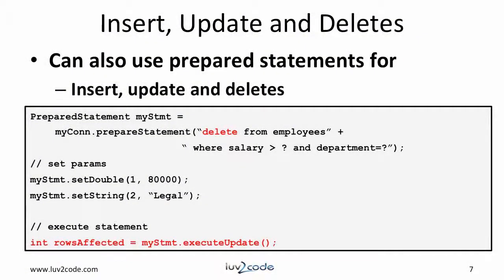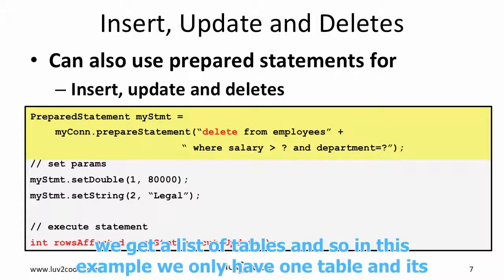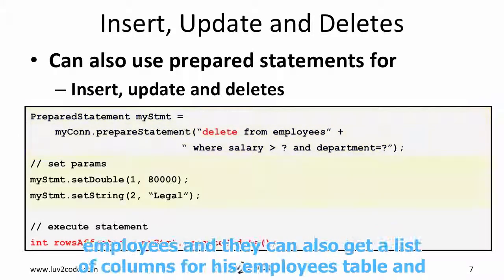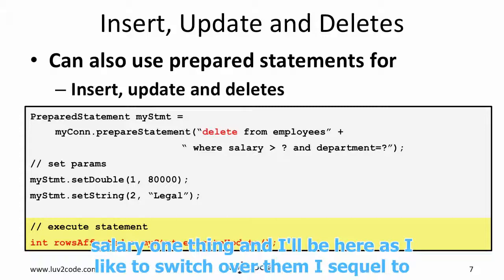We can also use prepared statements to insert, update, and delete. So in this example, I'm going to perform a delete where a given salary and department is given. I'll set the salary to 80,000. I'll set the department to legal, and then I'll run a method called execute update. This method will perform the SQL operation, and it'll also return the number of rows affected. So in this scenario, it'll be the number of rows that were deleted.